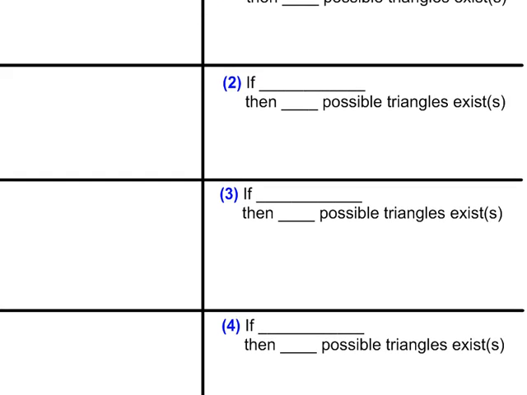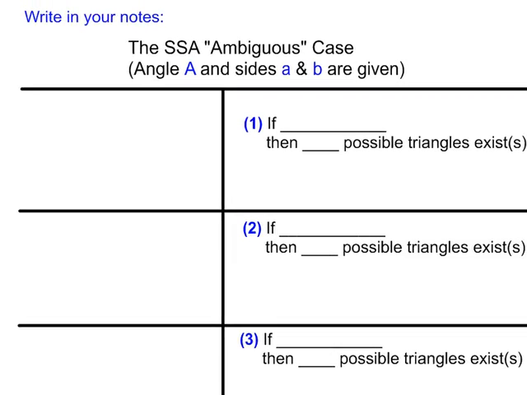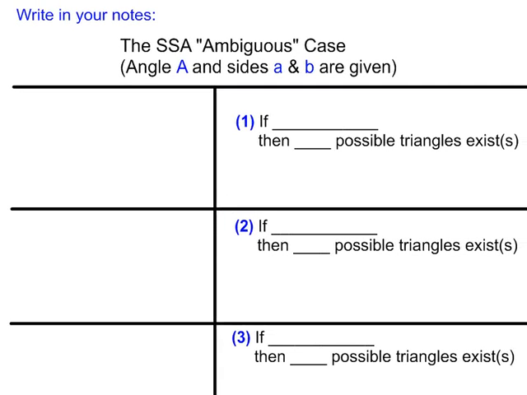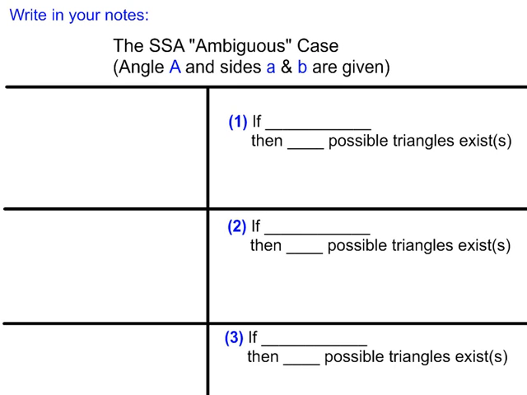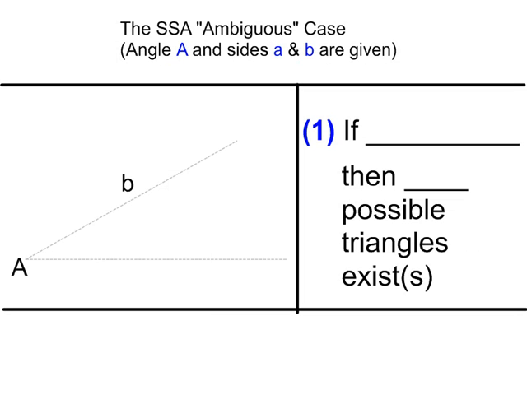You want a table here with 4 cases. And I would title it something like the SSA ambiguous case. And we're going to look at big A being given as well as little a and little b. But consider that there may be other variations. We could be given big C and then little c and little a, or something like that. So don't get too married to that one, the one case of big A, little b. Okay? So again, on about half a page of paper, make this table, and let's fill in the first case.